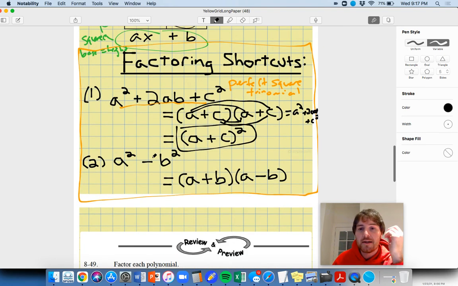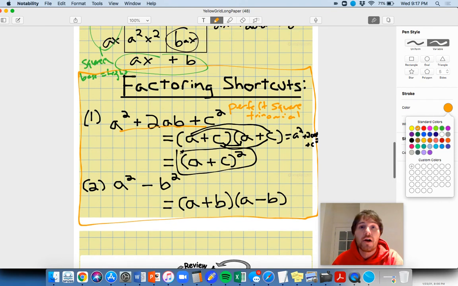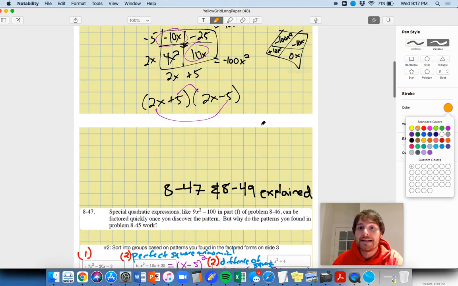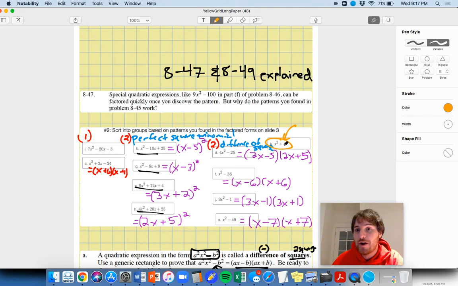Okay, there's one shortcut. Here's the other one: the difference of squares. You're either a perfect square trinomial, with 3 terms, or you're a factorable shortcut, which is a difference of squares. I want to call this one out too, because this shortcut doesn't apply to this guy right here. Remember this one: x squared plus 4. That's actually something called a sum of squares, and that is not factorable.